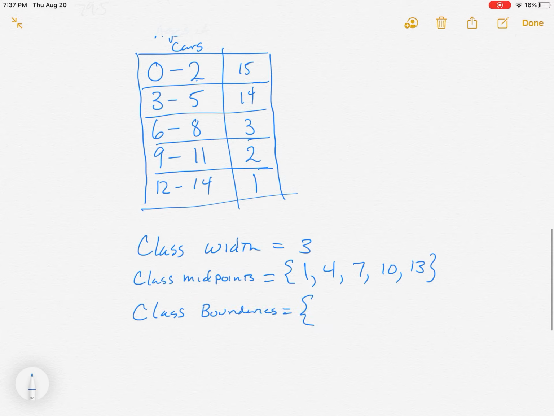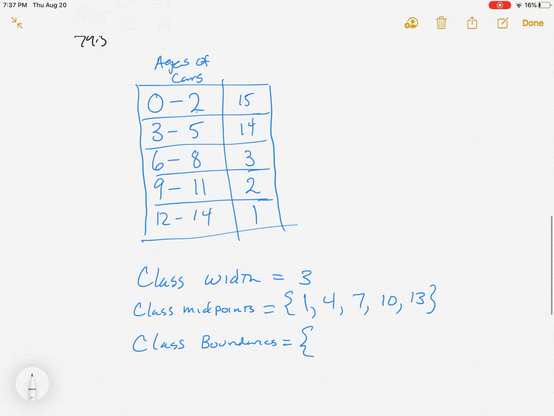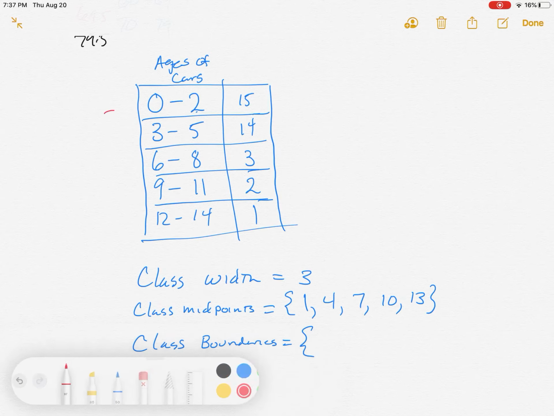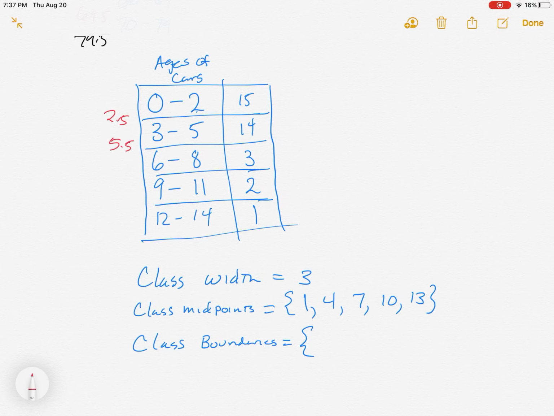The class boundaries are going to be a set of numbers. Right in between 2 and 3 is 2.5. I'll put them in red so that they stand out. Then 5.5, plus 3 is 8.5, and yes, it does lie right in between. Plus 3 is 11.5. Why am I saying plus 3? So that you remember to do it to get the number that goes after the last one, 14.5.